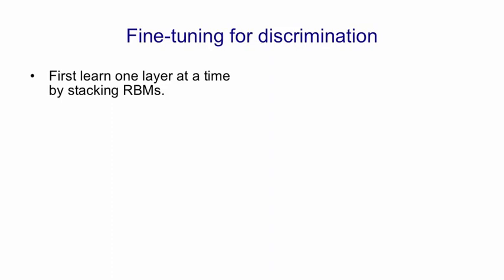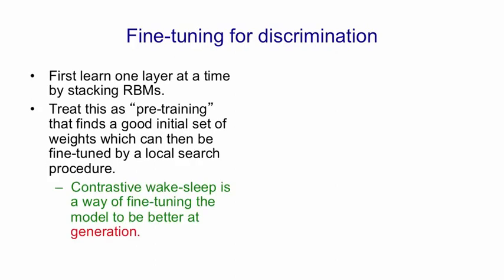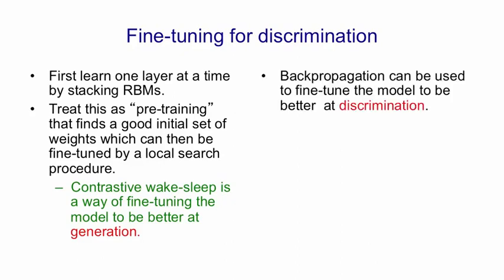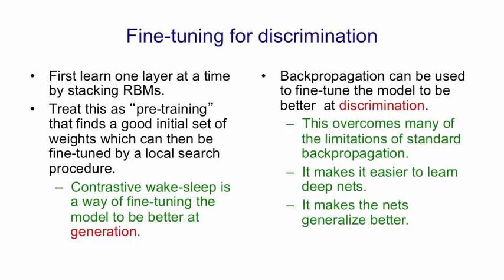So we first learn one layer of features at a time by stacking up restricted Boltzmann machines. Then we treat this as pre-training that finds a good initial set of weights in a deep neural network, and we fine-tune those weights using some local search procedure. In the previous video, I showed you how to use contrastive wake-sleep to fine-tune a deep network so that it was better at generating its inputs. In this video, we're going to use backpropagation to fine-tune a model to be better at discrimination. If we do this, it overcomes many of the standard limitations of backpropagation. It makes it much easier to learn deep nets, and it makes those nets generalize better.